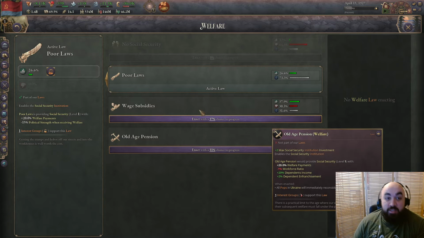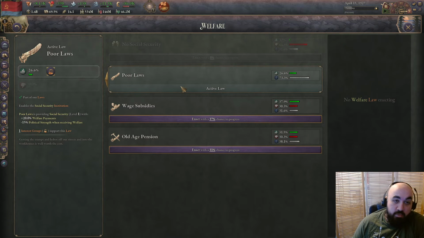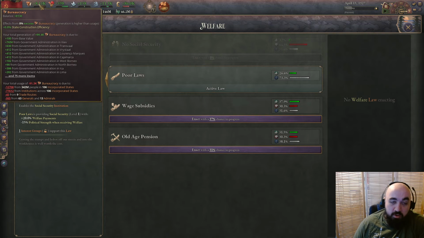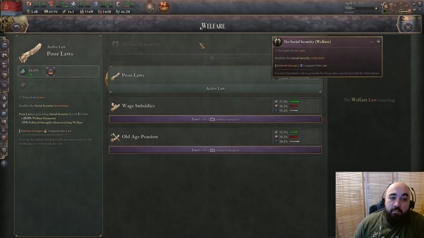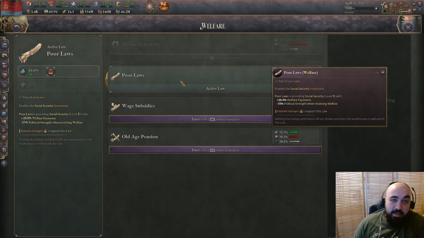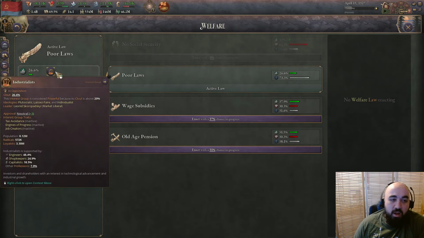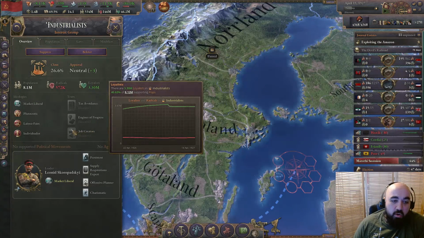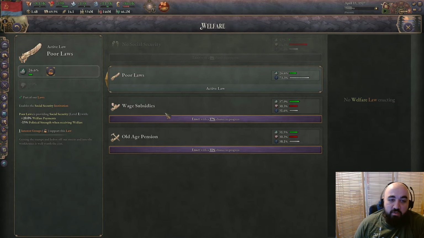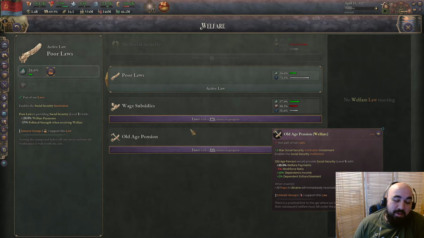Now, on some countries, specifically Great Qing, which starts on poor laws, you actually want to swap back to no social security because it's a huge bureaucracy sink. However, I think old age pension is best. A lot of times countries just get stuck on poor laws, not because the swap is impossible, but because I think the approval of the industrialists, in order to get the job creators bonus, is pretty strong. And generally, I think giving this up in exchange for better welfare is maybe not so worth it.